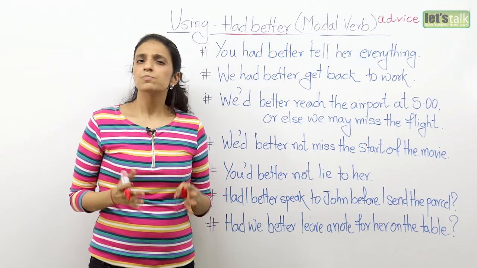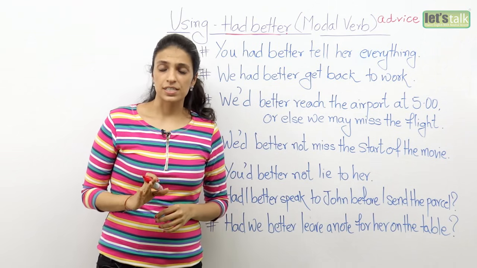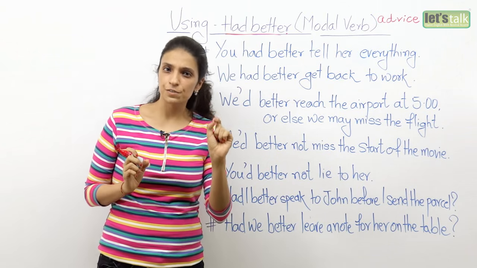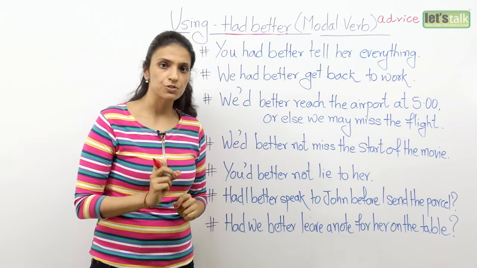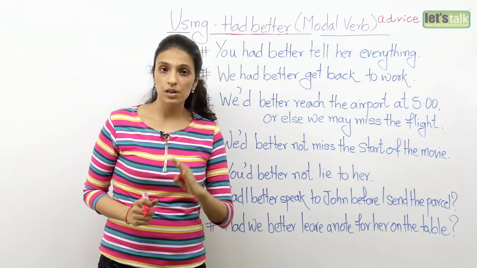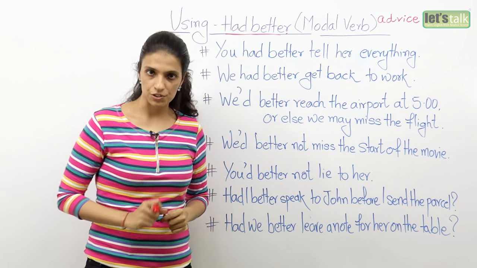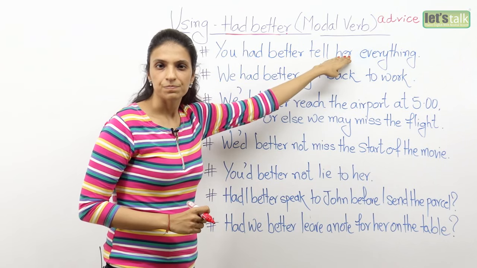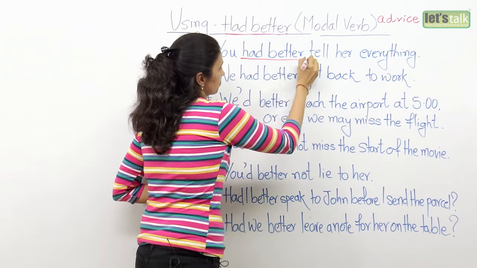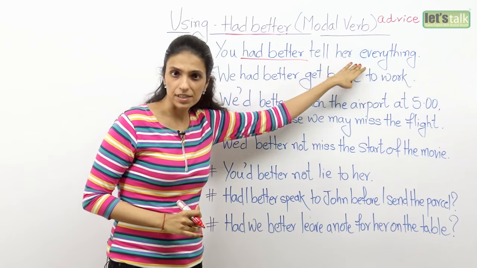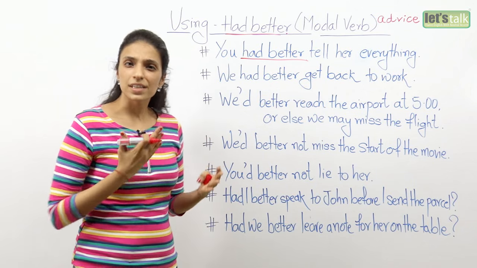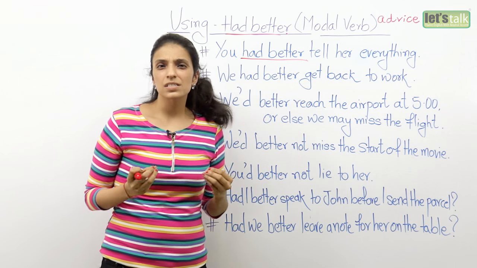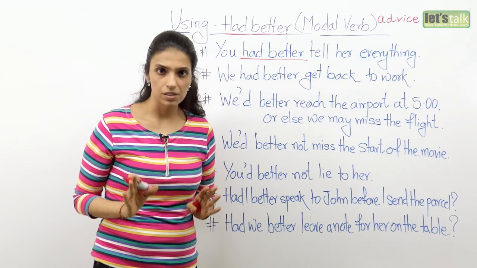Tell me, should is also used to give advice or suggestion. Yes, it is. But we're going to see how had better is a little different and in what type of situations you can use had better as a modal verb to give advice or suggestion. Okay? Now, you had better tell her everything. Now, supposing I tell someone, you had better tell her everything, I mean that if you don't tell her, there is going to be a negative repercussion or consequences that is not going to be really good, okay?